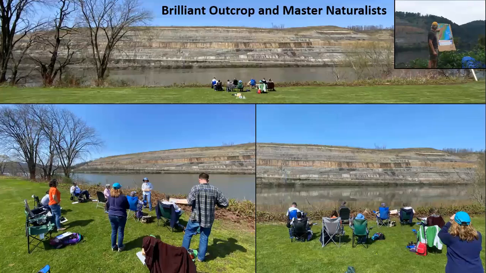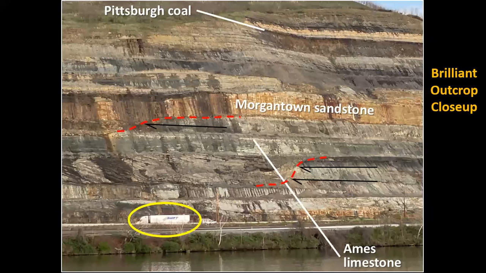Here's the Brilliant outcrop. It's over 300 feet tall, 8/10 of a mile wide. You see these flat-lying rock layers. In the center is the Morgantown Sandstone, that band. We'll take a closer look at the middle of this outcrop. There you see the cliff-forming Morgantown Sandstone has an erosional base, with river channel deposits within it above the dashed red line, the river channel cutting out shales laterally.